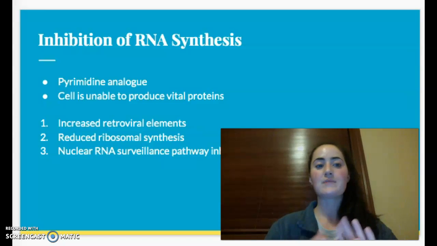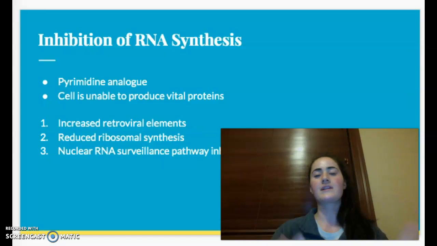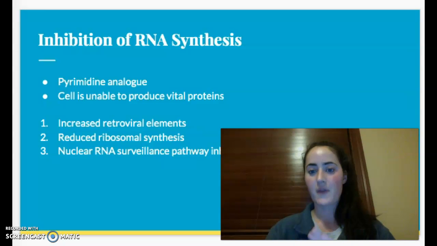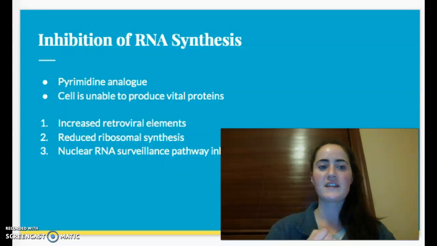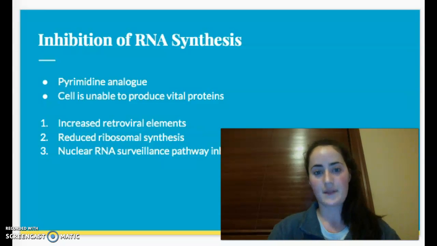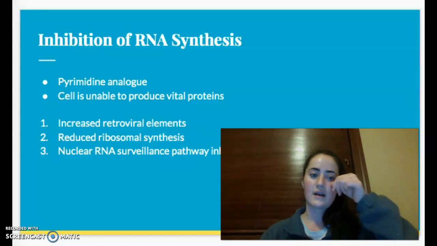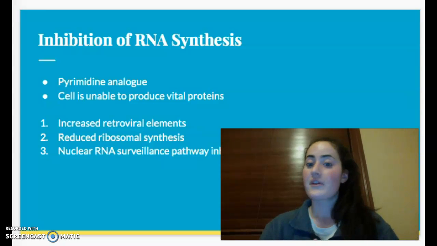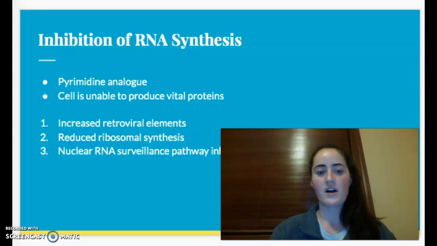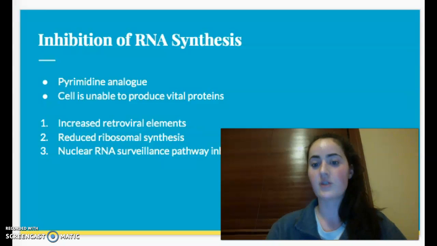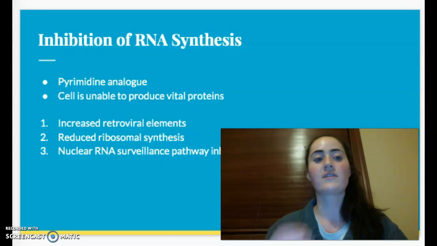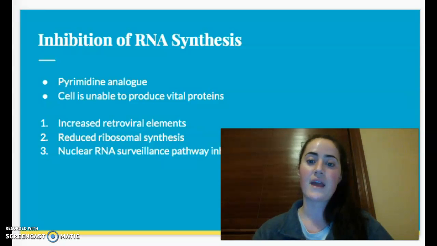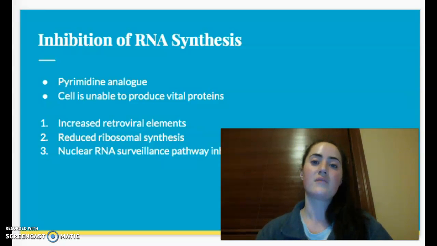Now, the cytotoxic activity of 5-FU comes in three different ways, and so I just wanted to quickly and briefly discuss these. The first one is that it increases the levels of retroviral elements. Secondly, it does reduce the synthesis of ribosomes. And the third thing that it does is that it inhibits the nuclear RNA surveillance pathway. And so these three things are a huge reason as to how the cytotoxic activity of 5-FU is able to play out and, as a result, result in cell death for those cancer cells.